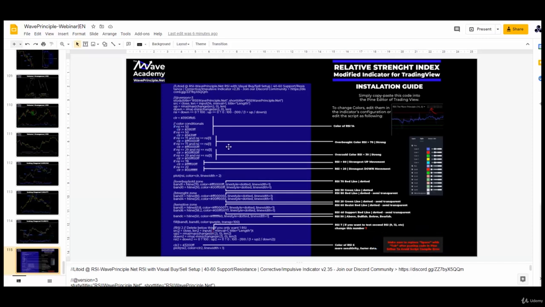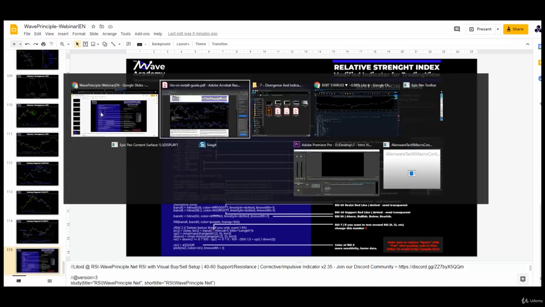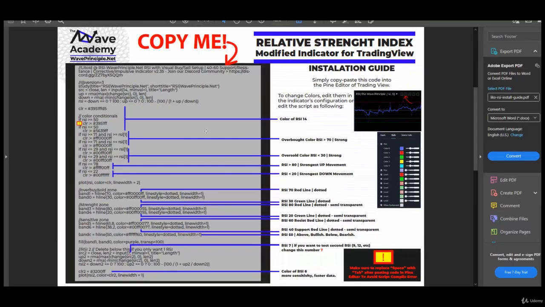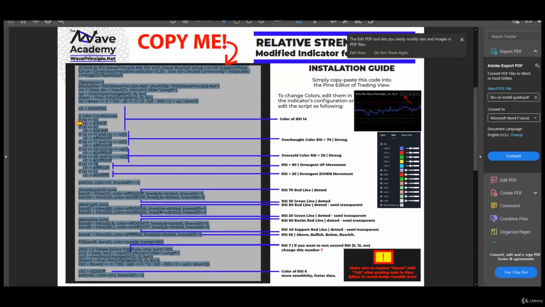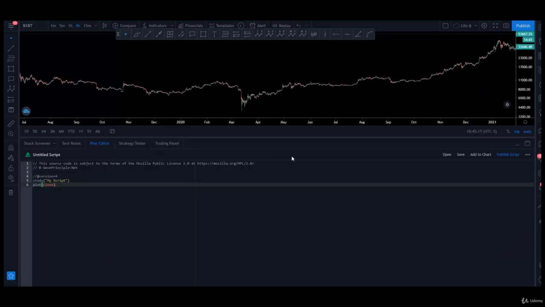That's it. So let's see how you copy this into TradingView so you can use it. The only thing that you need to do is copy this text from this blog. You can get this from the PDF that you downloaded, that is this one. You go down here, you copy this text, copy it, and go back here to your TradingView and go to your Pine editor and open a new blank indicator.